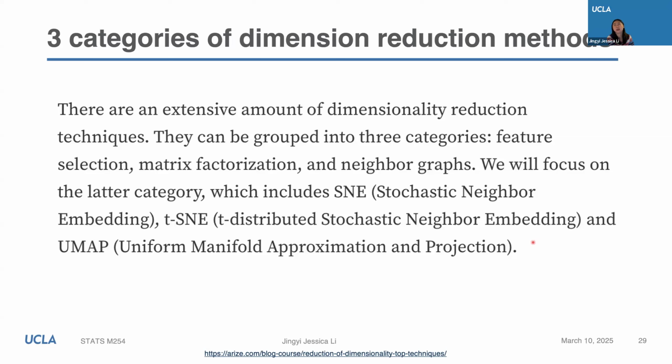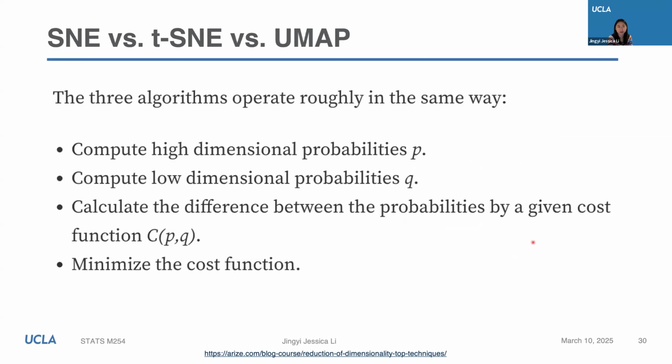You can see that both ISOMAP and LLE use neighborhoods. So basically, if you want to go for nonlinear dimension reduction, neighborhood graph construction is necessary. Here, SNE, t-SNE, and UMAP also belong to this category. So they operate roughly in the same way.